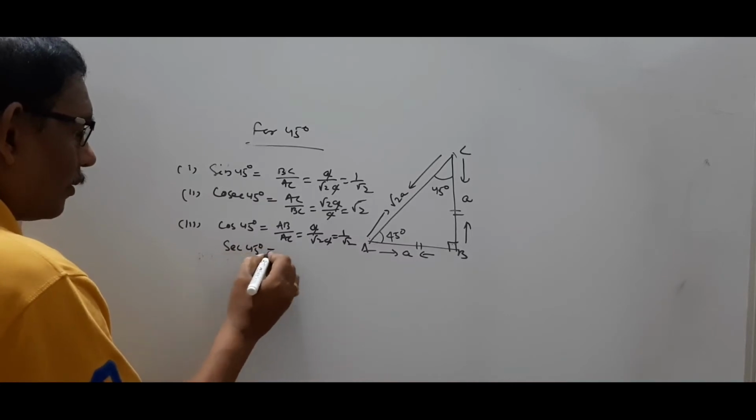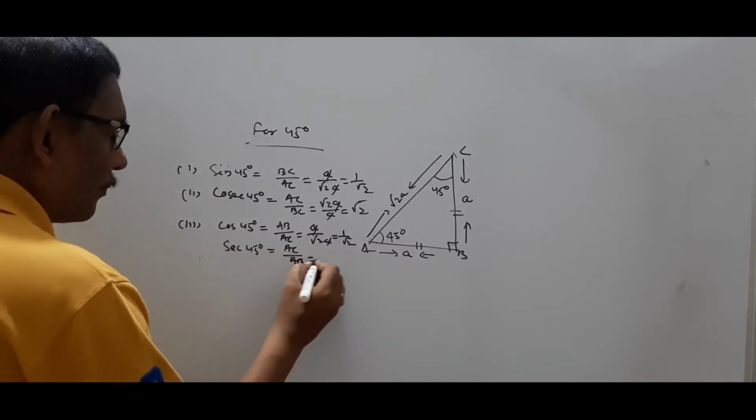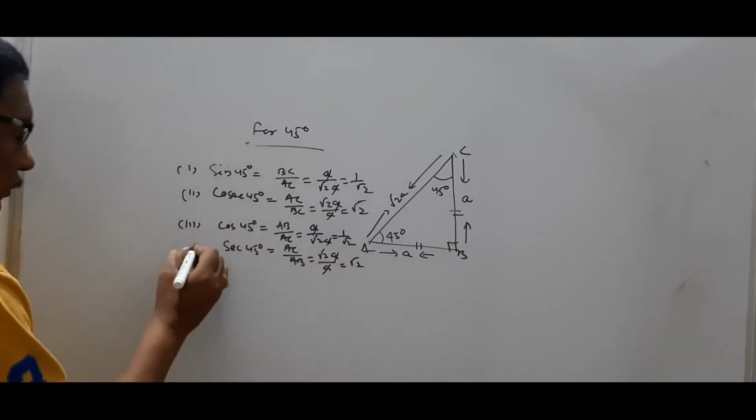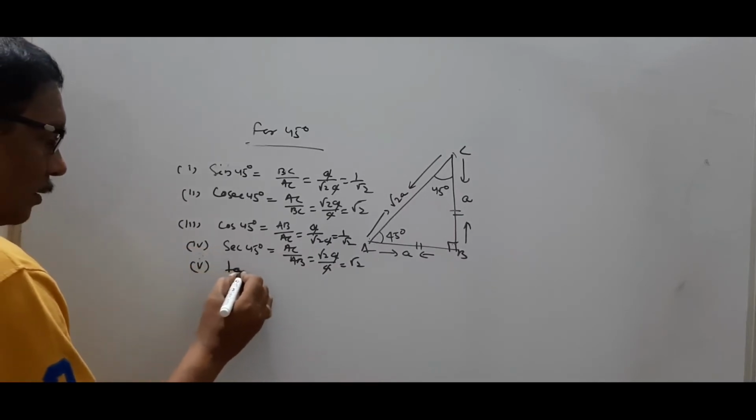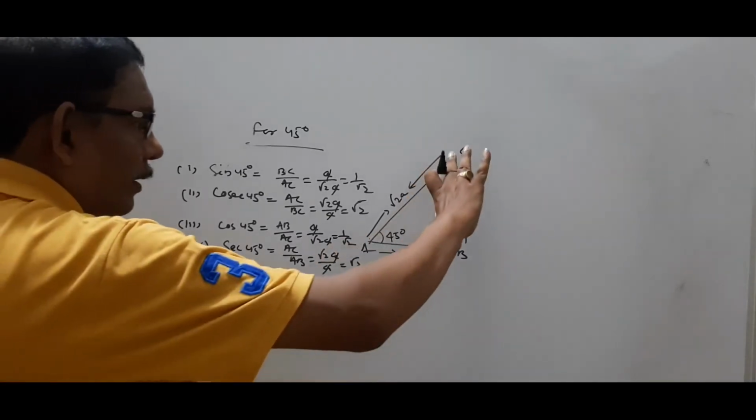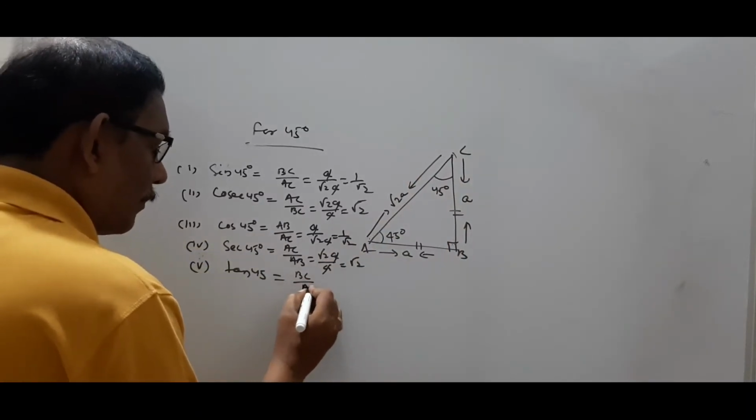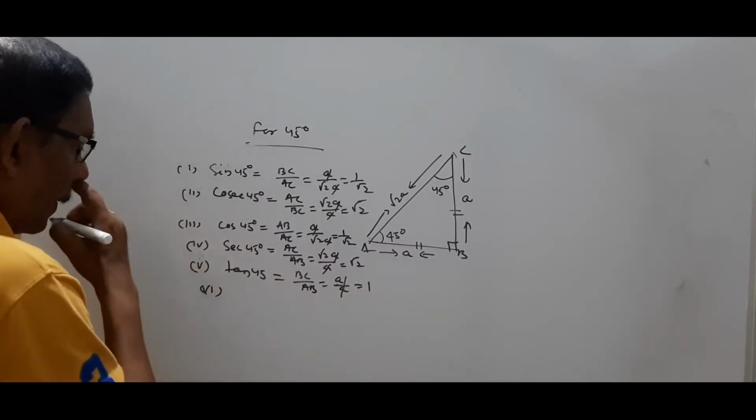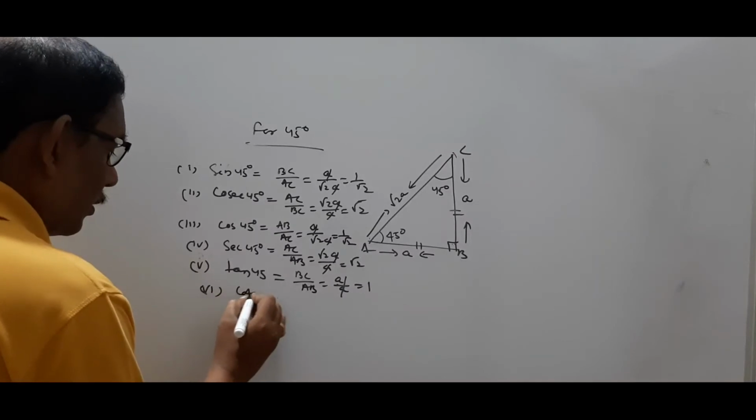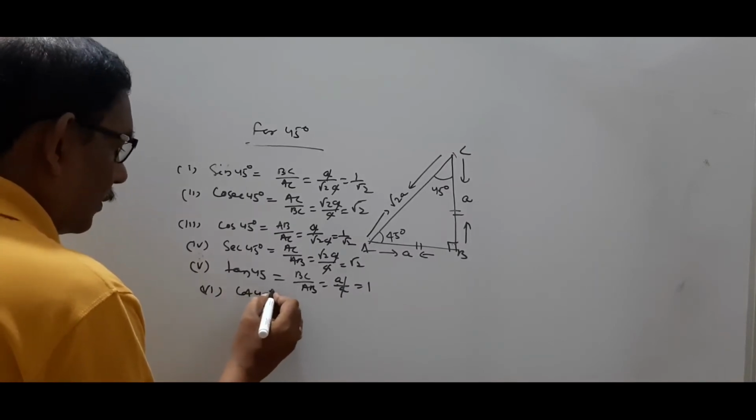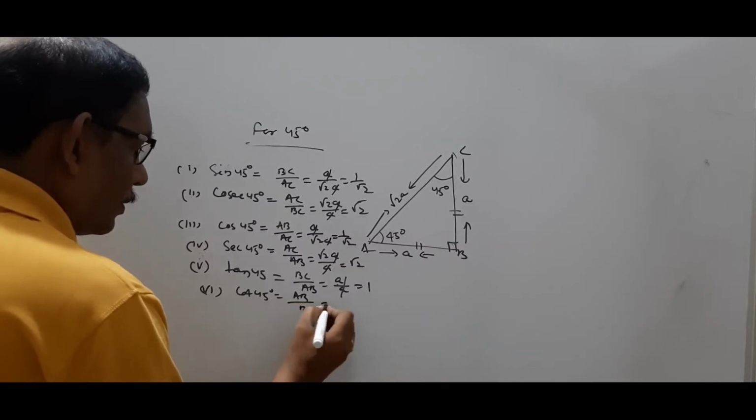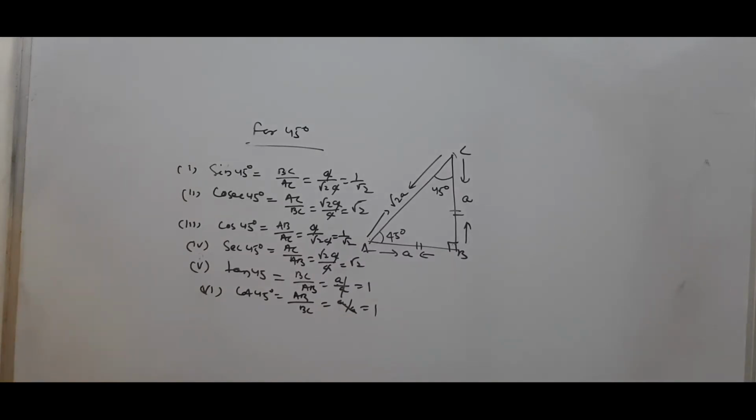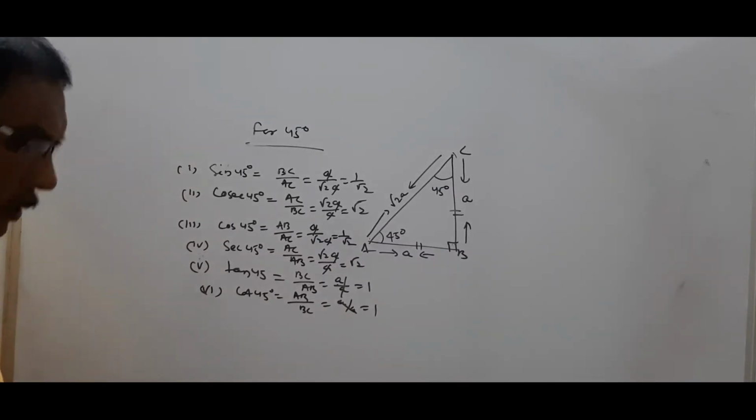Sec 45, AC by AB, root 2a by a, root 2. For tan 45, P by B, BC by AB, a by a, 1. Now for cot 45, AB by BC, a by a is also 1. So this is all about the trigonometric ratios of some specific angles.